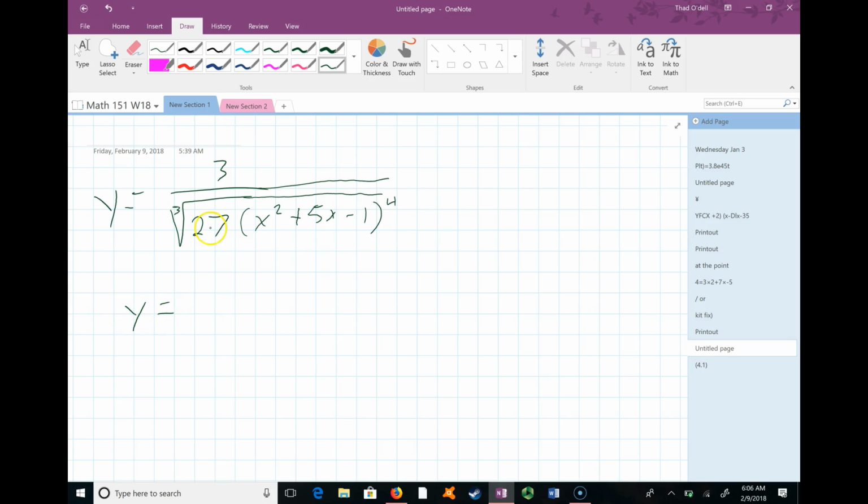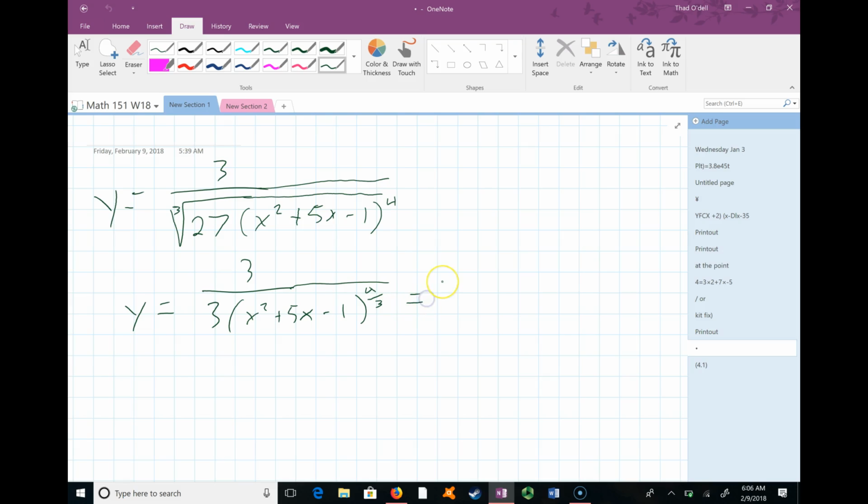For example, I can take the cube root of 27, which is 3, because 3 times 3 times 3 equals 27. And then on the bottom here, I would have x squared plus 5x minus 1 to the 4/3 power, because the cube root goes on the bottom of the fraction and the 4th power goes on the top.